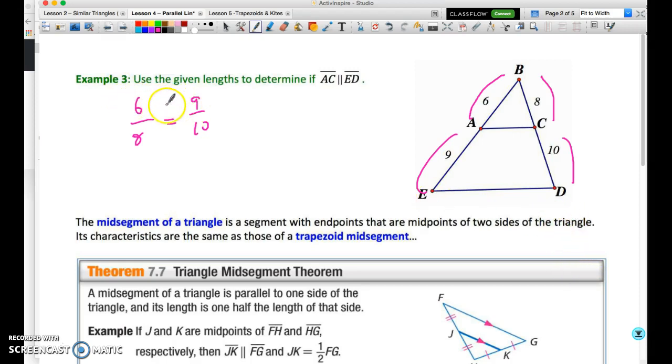In this particular case, 6/8 simplifies to 3/4, and of course 3/4 is 0.75, and 9/10 is 0.9, and those are obviously not equal, and so that means side AC is not going to be parallel to side ED.